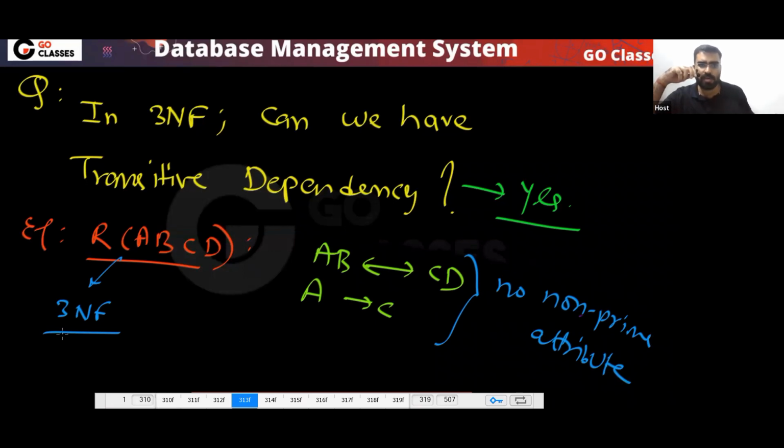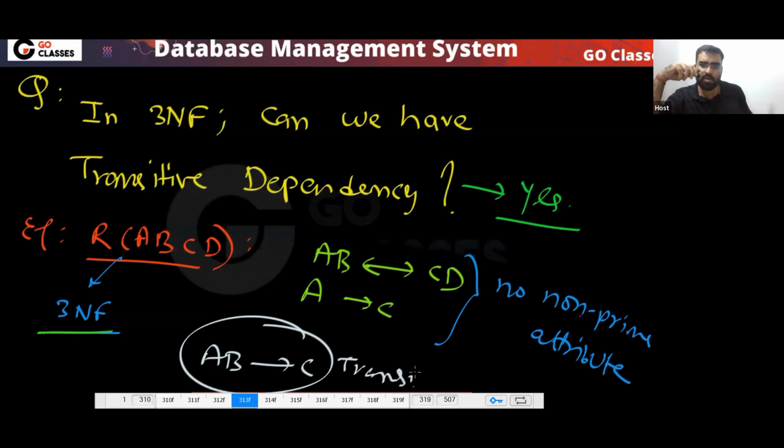So there is no problem. There is no violation of 3NF. But can you notice there is a transitive dependency here? Look at this. AB goes to C. This is a transitive functional dependency.